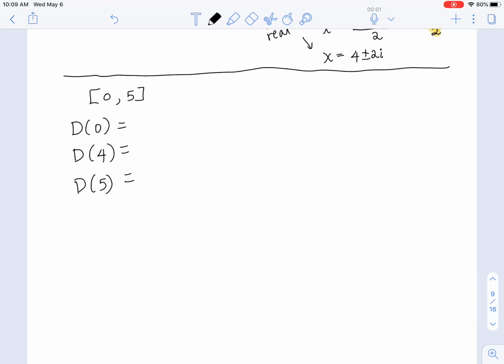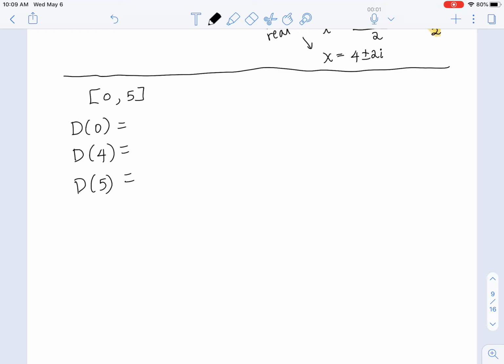Because there were no other critical values in this interval 0 to 5, if you check these 3 and pick the smallest distance, that's how we're going to find the absolute minimum in this closed interval.